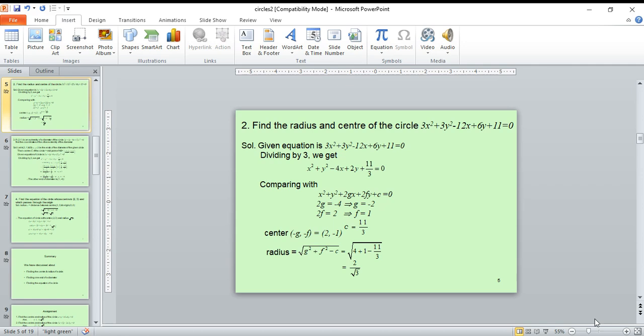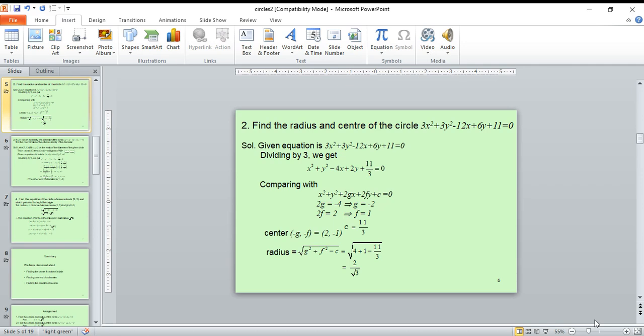2g equal to minus 4 means g equal to minus 4 by 2, so g equal to minus 2. 2f equal to 2, that means f equal to 2 by 2, so f equal to 1. So constant c equal to 11 by 3. Our aim is finding the center and radius. So center C(h, k) equal to (-g, -f). Here g value equal to minus 2. Apply g and f values. Minus g, minus of minus 2 is plus 2. Minus f, minus of 1 equal to minus 1. Center (-g, -f) equal to (2, -1).